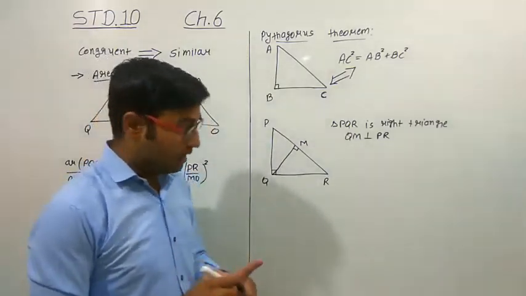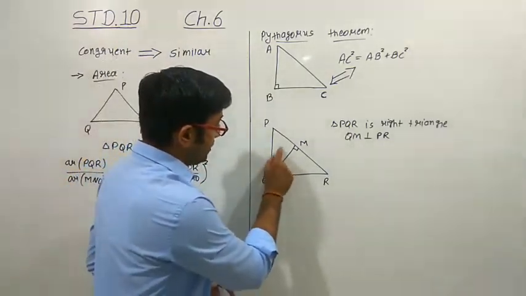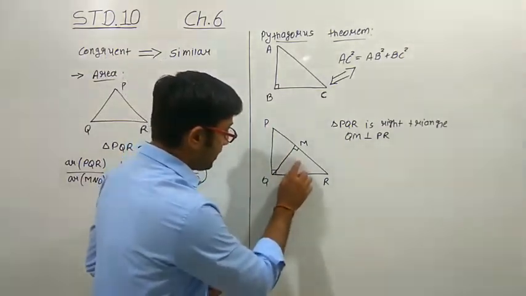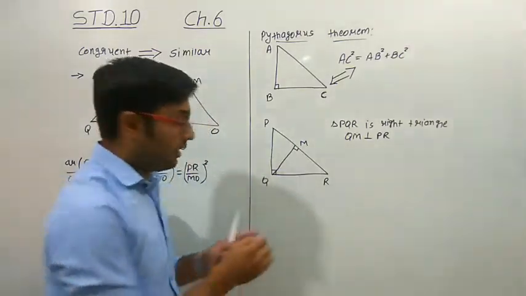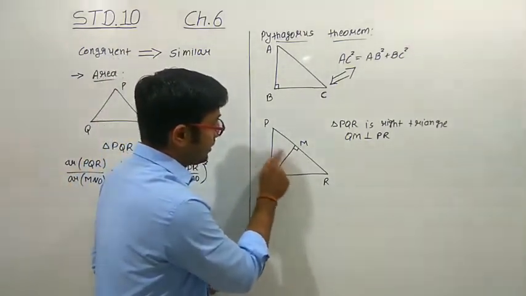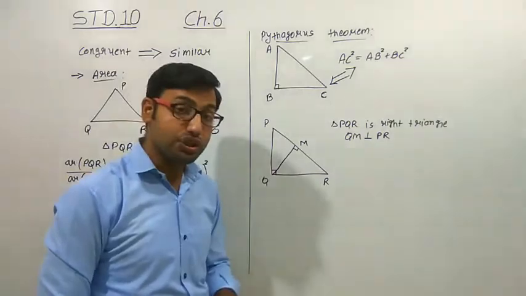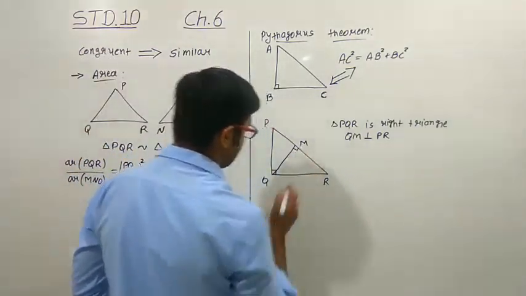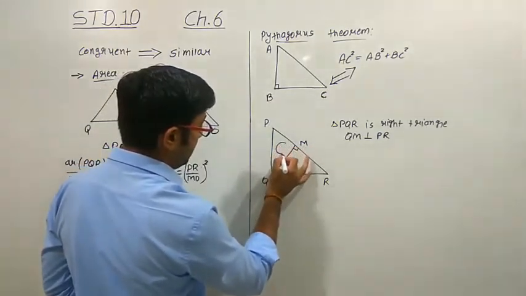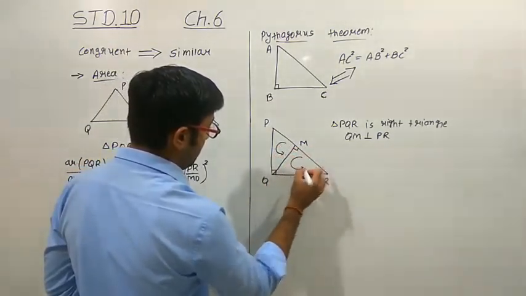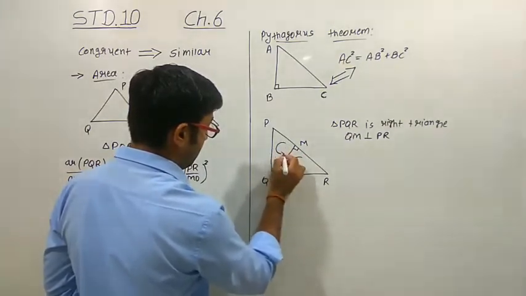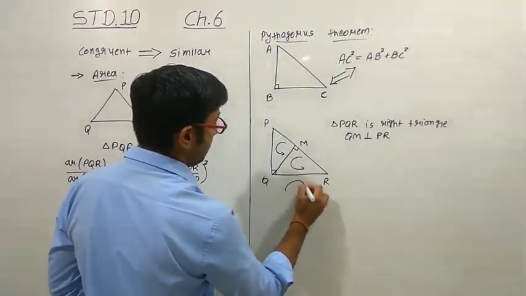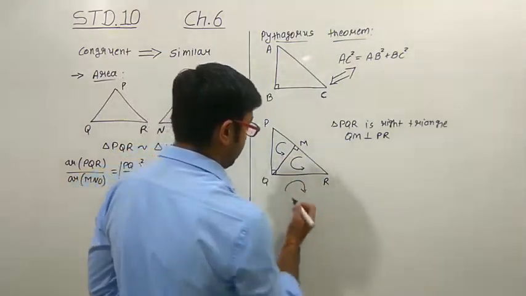According to the theorem, this triangle is similar to the main triangle, this triangle is also similar to the main triangle, and both these interior triangles are also similar to each other. How can we name these triangles? For the interior triangles we have to take the anti-clockwise direction, and for the outer triangle we have to take the clockwise direction.